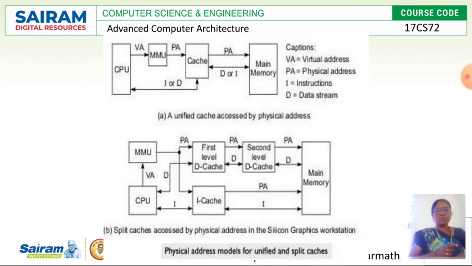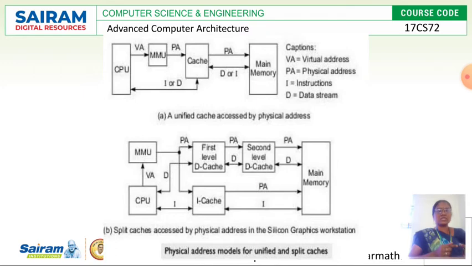From the CPU to the MMU, the virtual address is referenced. This virtual address is translated into a physical address, and this physical address is given to the cache. From the cache to the main memory, the corresponding physical address is referenced. From the respective physical address, the data will be retrieved. In that way, the address is transferred and the data is accessed. This is the architecture of the physical address cache.